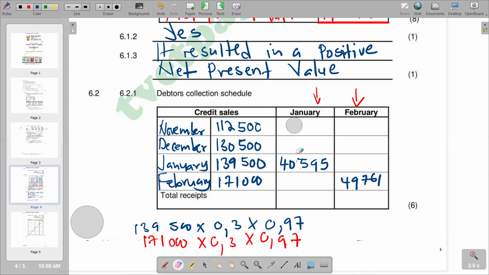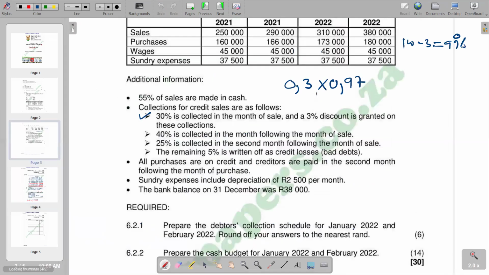January being received in January. So I think that one is clear. Having that now, we can go to the second term given there, whereby we are done with the first point. The second point is saying 40% is collected in the month following the month of sale. Which means credit sales for December 2021 will be received 1 month later, which is going to be January 2022. So basically that's what we have, and 40%.